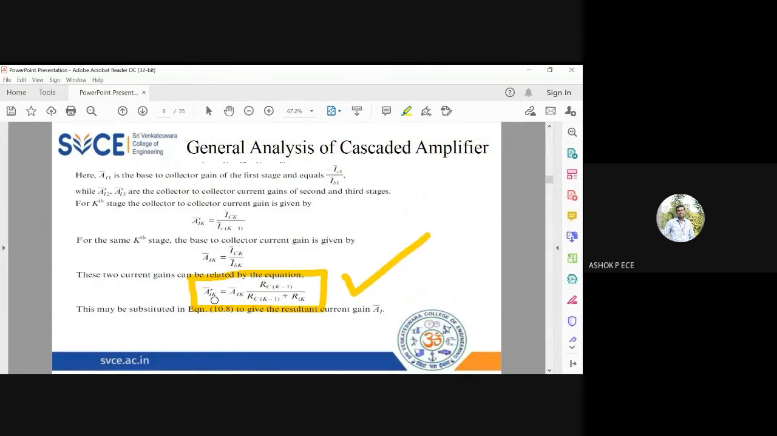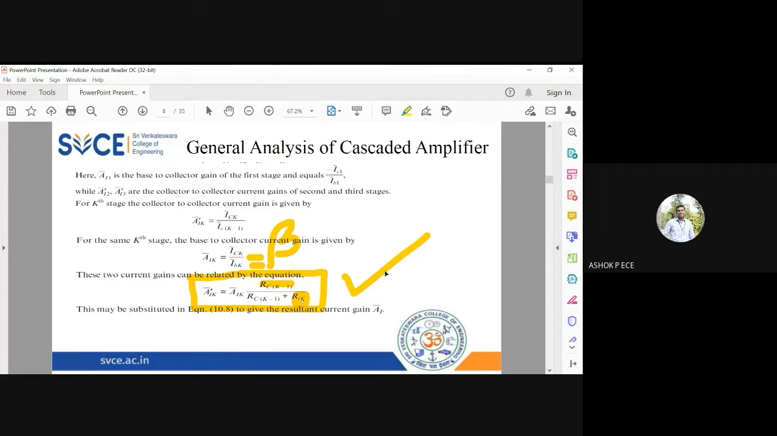So AIK dash equal to AIK into RC of (k minus 1) divided by RC of (k minus 1) plus RIK. See why I'm using K dash and K. AIK is the pure gain of the transistor without including all the resistors, and AIK dash is including all the load resistors and input impedance. So AIK, you see, is IC by IB. You know IC by IB is going to be beta, correct? Or HFE. So AIK will be constant. AIK dash will be considering all your resistances. RC is your load resistance and RI is your input resistance.